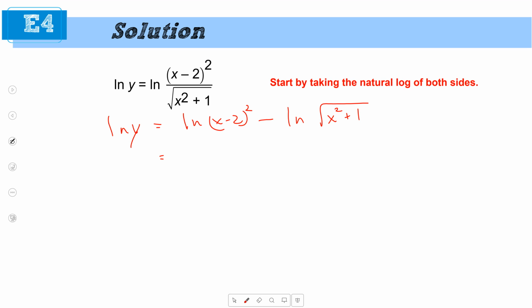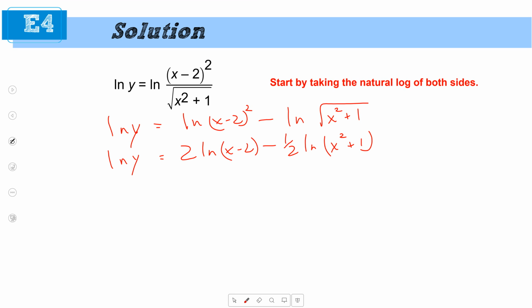Then you make it 2 ln of x minus 2, bringing the exponents out in front, minus 1/2 natural log of x squared plus 1. And we still know that that's equal to the natural log of y. Nothing else we can do with natural log properties. You can't split up that natural log of x minus 2 or that natural log of x squared plus 1. Leave it like that. So then we go on to step 3, which is take the derivative of both sides.